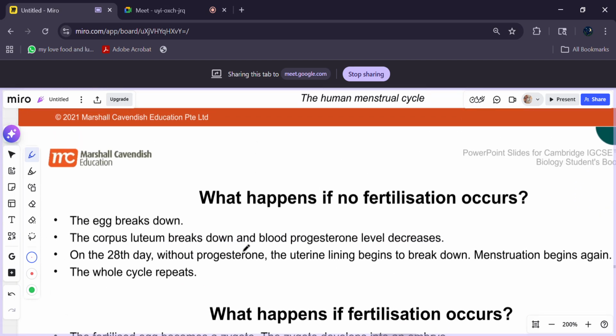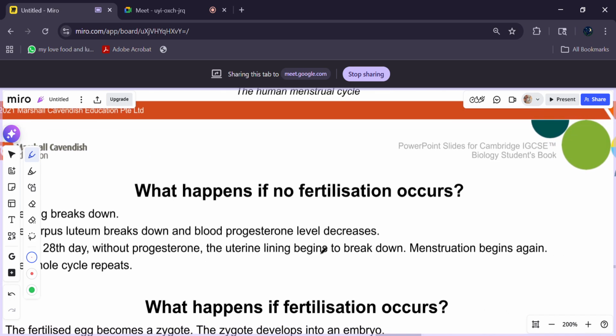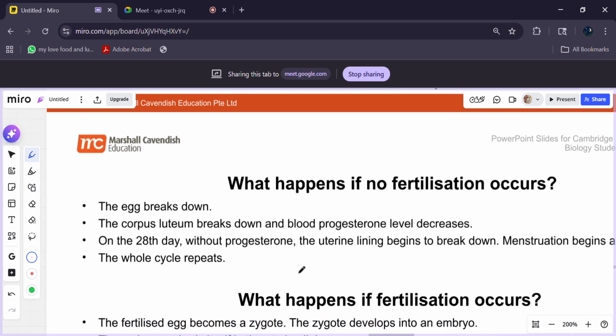So what happens if no fertilization occurs? The egg breaks down, the corpus luteum breaks down, and the blood progesterone level decreases. On the 28th day, without progesterone, the uterine lining begins to break down and menstruation begins again. And this whole cycle repeats.